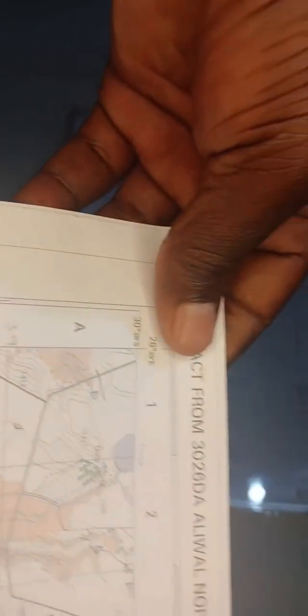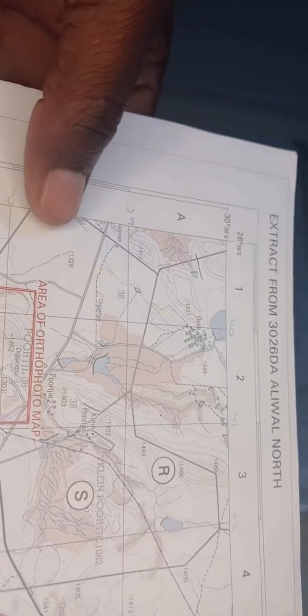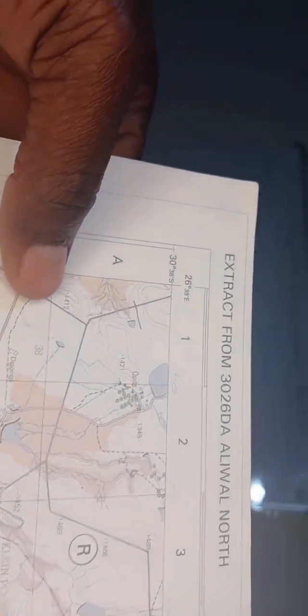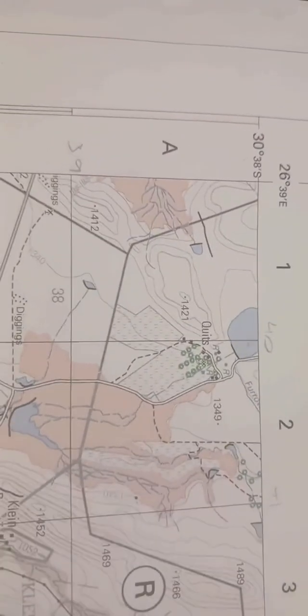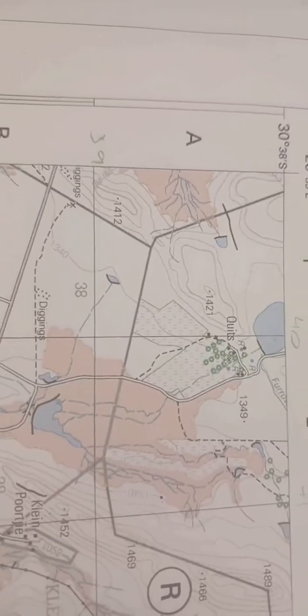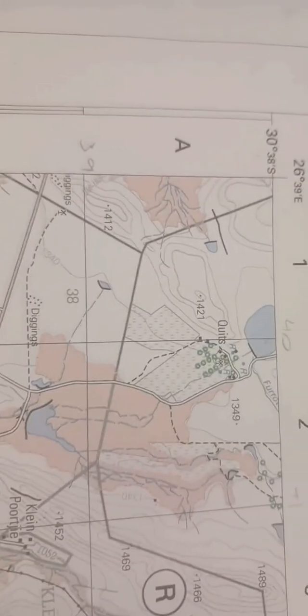I'm going to measure the distance between two spot heights. Okay, I've got two spot heights here. I've got spot height 1421 here, and you can see I also have spot height 1412. These are the two spot heights that I have. So I'm going to measure the distance between the two spot heights, and I want to write my answer in meters. So how do I go about it?